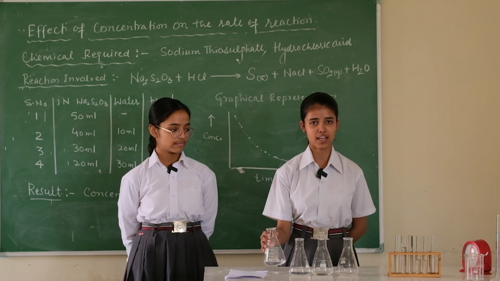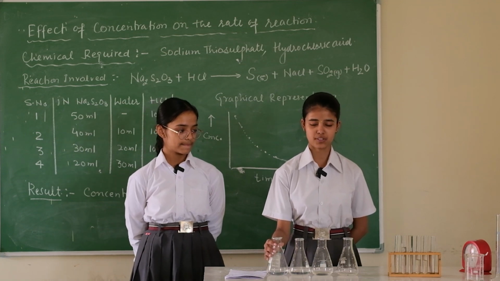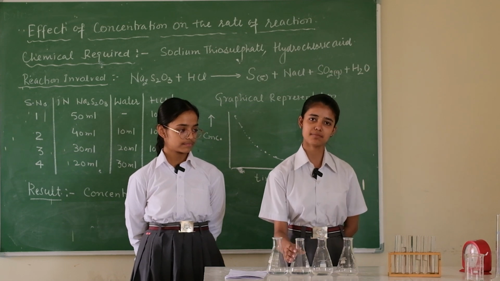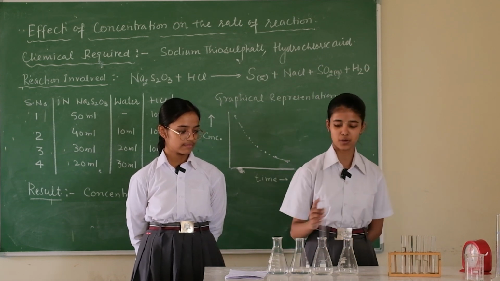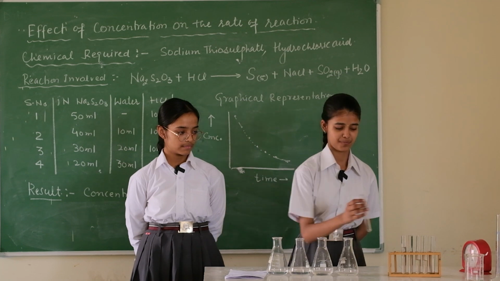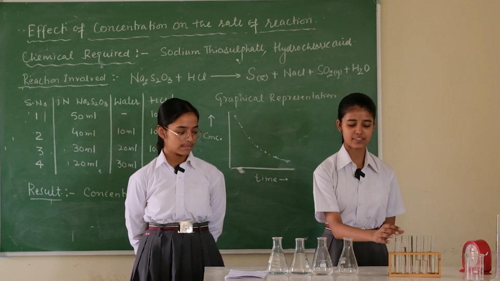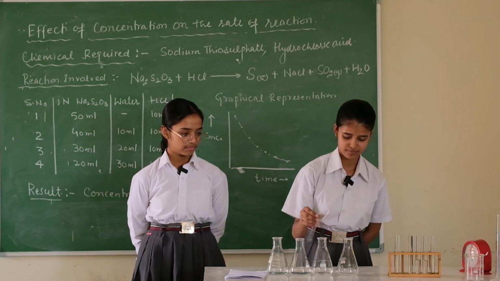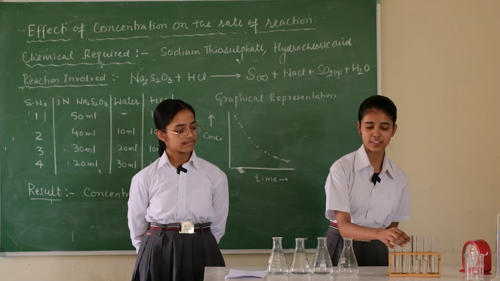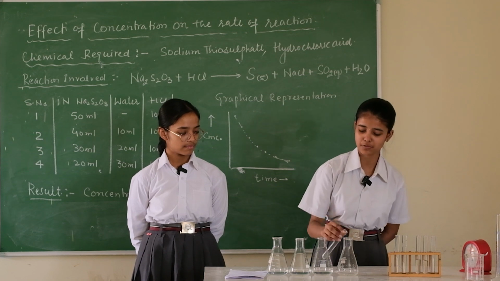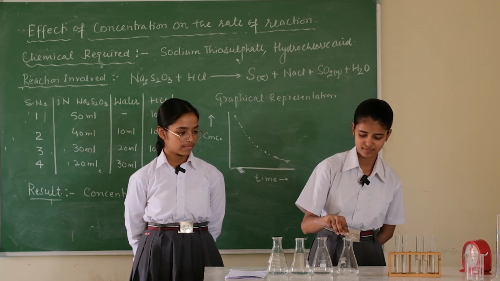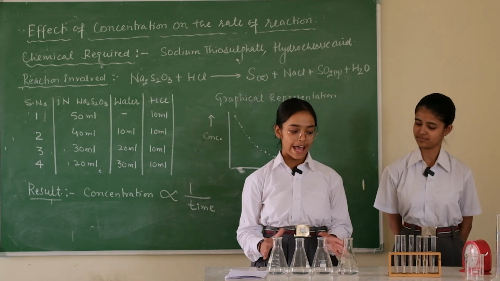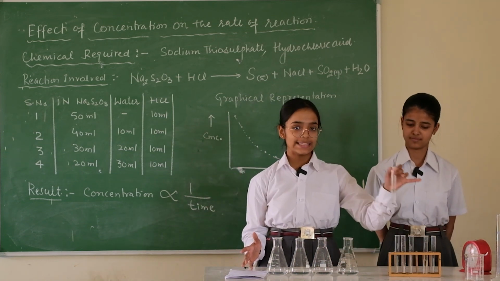In first conical flask we will not add water because its volume is already 50 ml. In second conical flask we will add 10 milliliter of water to make its volume 50 ml. In third conical flask we will add 20 milliliter of water. And similarly, in the fourth conical flask, we will add 30 milliliter of water.